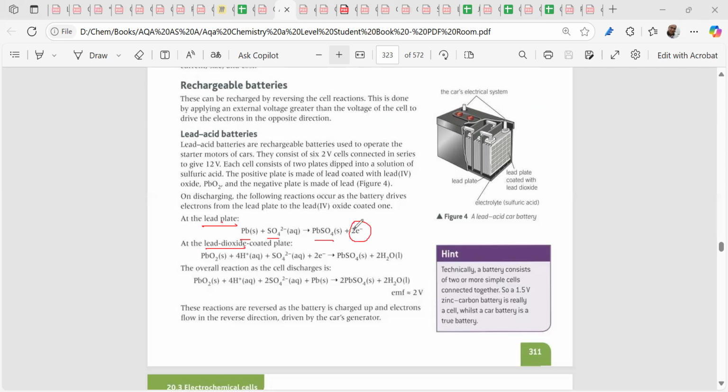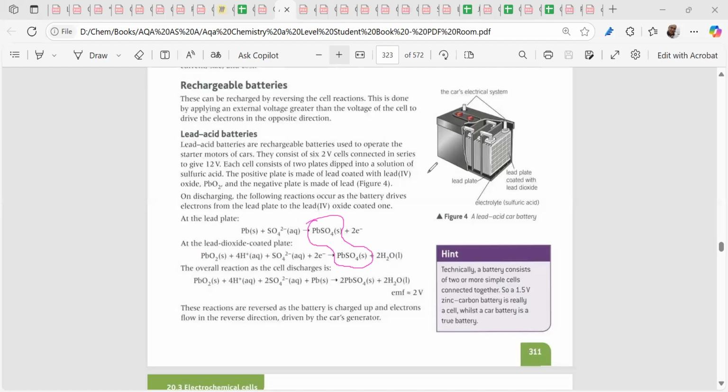These two electrons go via the external wire and come to the reduction electrode. What happens over here? Lead dioxide is coated. So PbO2 plus 4H+ plus SO4 2- plus 2e gives you PbSO4 plus 2H2O. This is a very important thing. How to remember? In both the electrodes, PbSO4 is generated, at both the cathode and the anode. Is it clear to you?